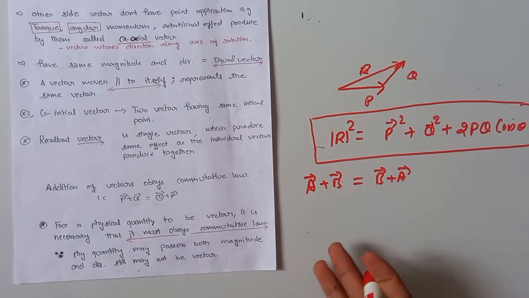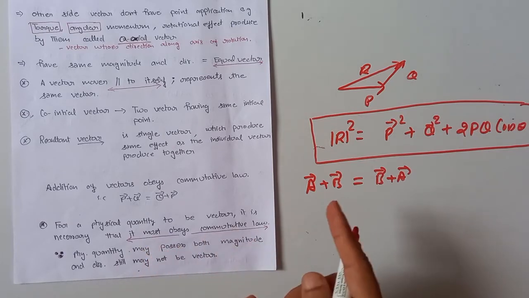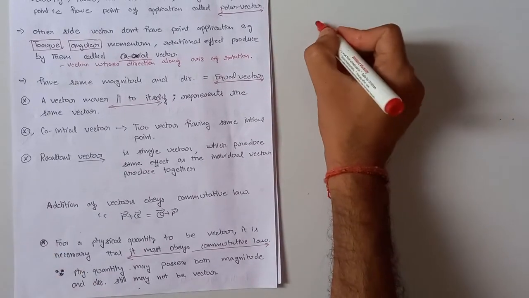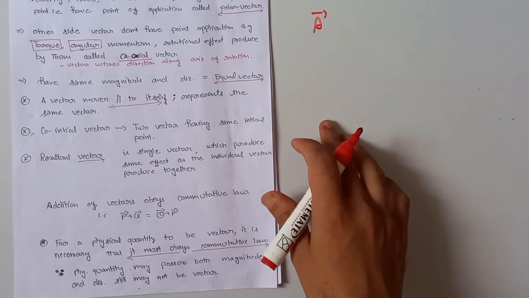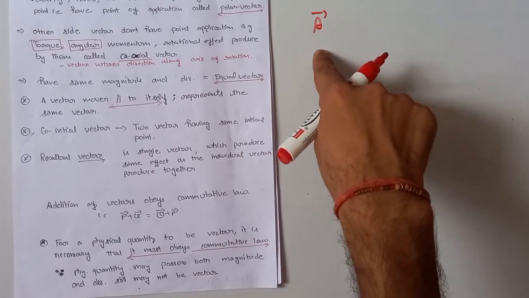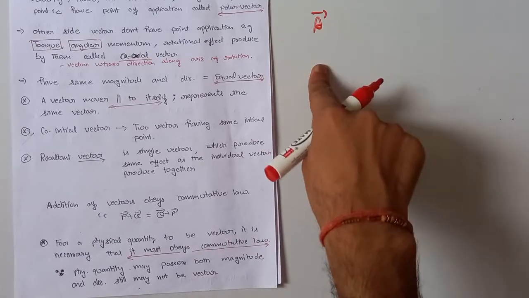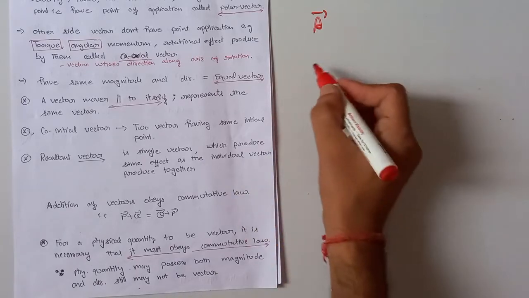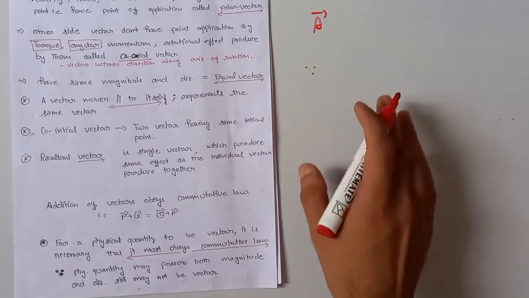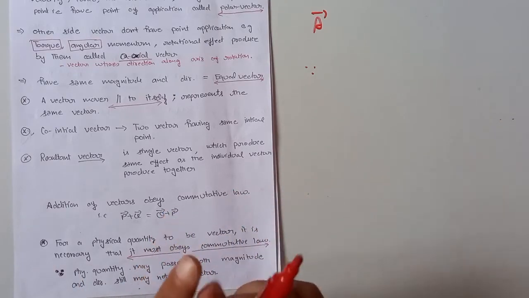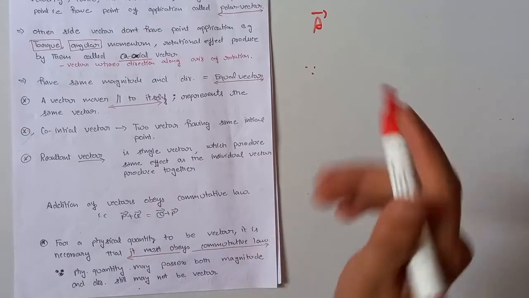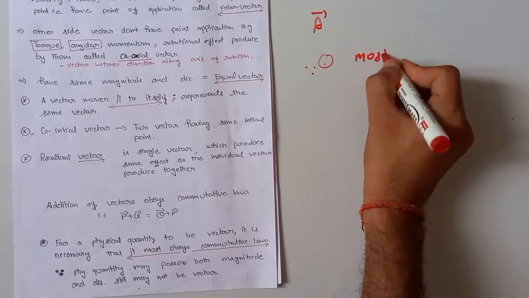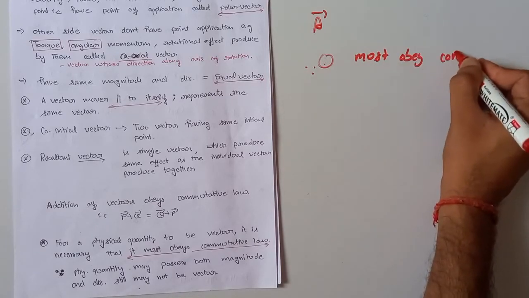For a physical quantity to be a vector, it is necessary that it must obey the commutative law. Let A be any physical quantity, and it will be a vector if and only if it has magnitude, it has direction, and it also must obey the commutative law, because there are some other physical quantities which have direction as well as magnitude, but they are not vectors. So another condition for a vector is to have magnitude, direction, and also obey the commutative law.